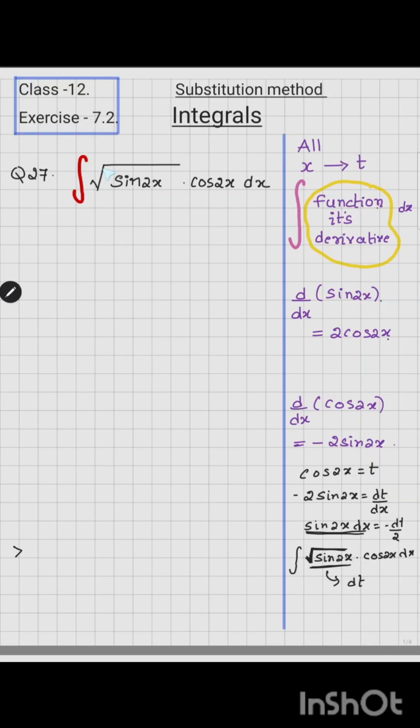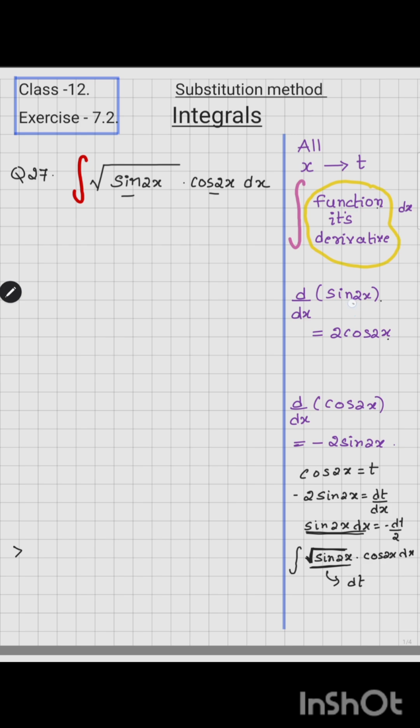We have to find the integral of square root of sin 2x into cos 2x with respect to x. So by substitution method, we will solve this problem. Why substitution method? Because the integrand consists of both function and its derivative. So here we have two trigonometric functions, sin 2x and cos 2x.